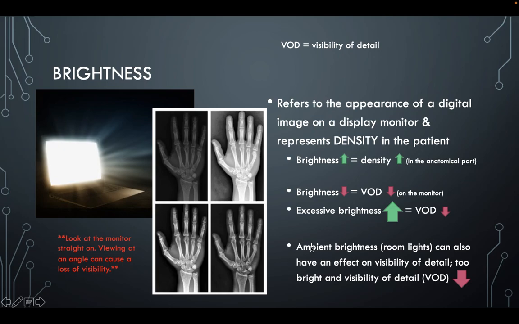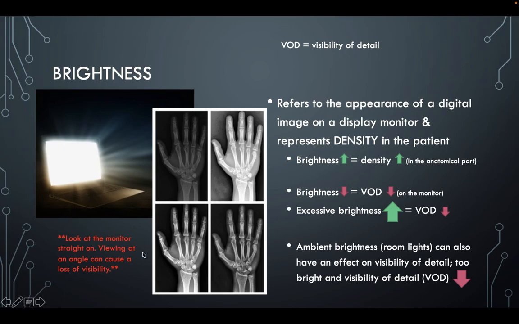Ambient brightness, ambient being around us, is going to be room lights. This can also have an effect on visibility of detail. Too bright and visibility of detail is decreased. That's why X-ray techs live in dark rooms, so that we can see our screens clearly and actually pick up on specific details. That's why Dr. Davidson and the RPAs and all of our reading rooms are windowless areas that are dim.